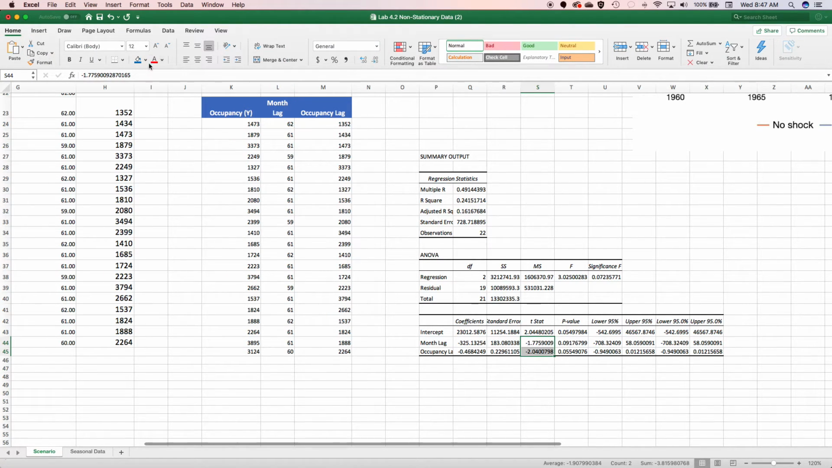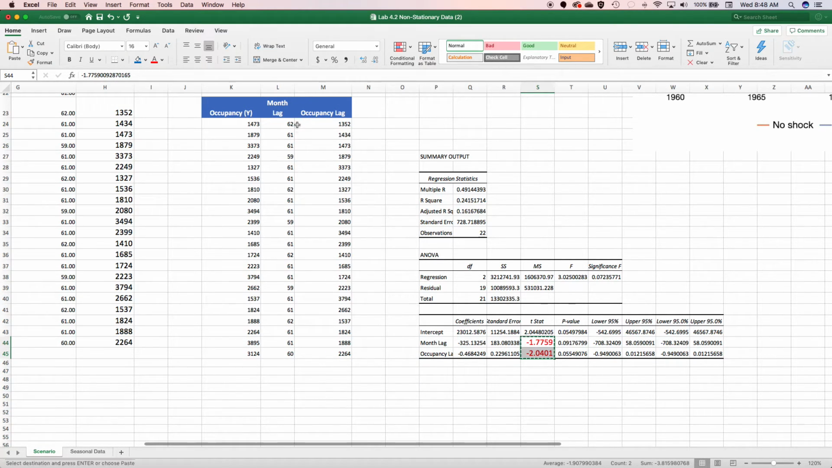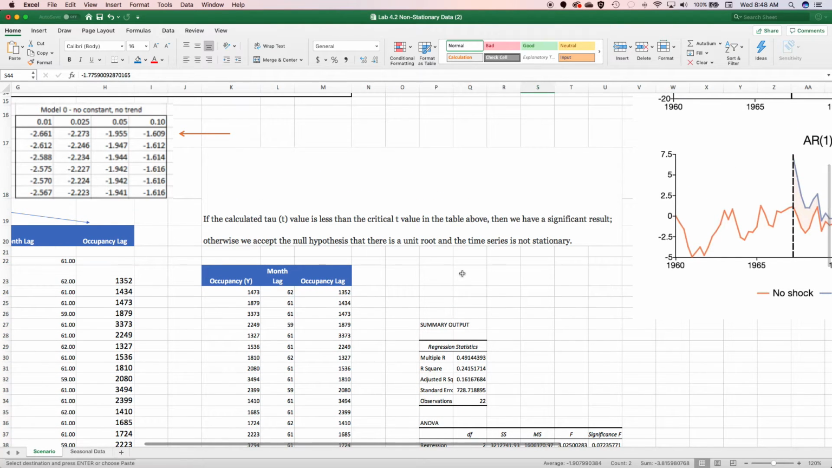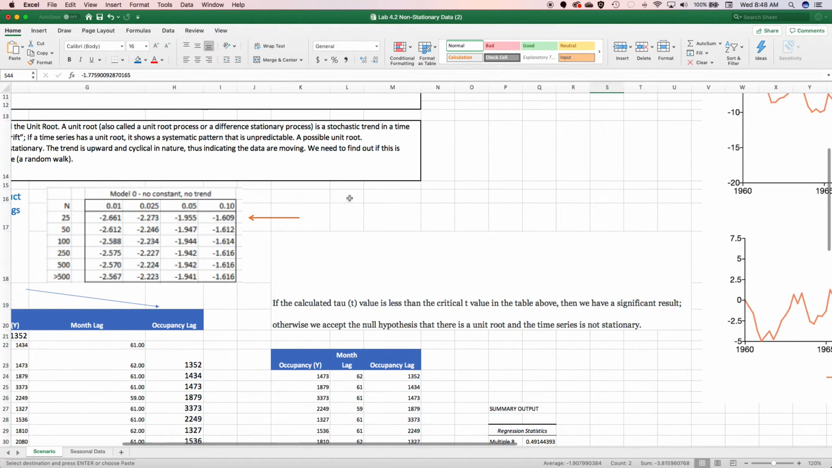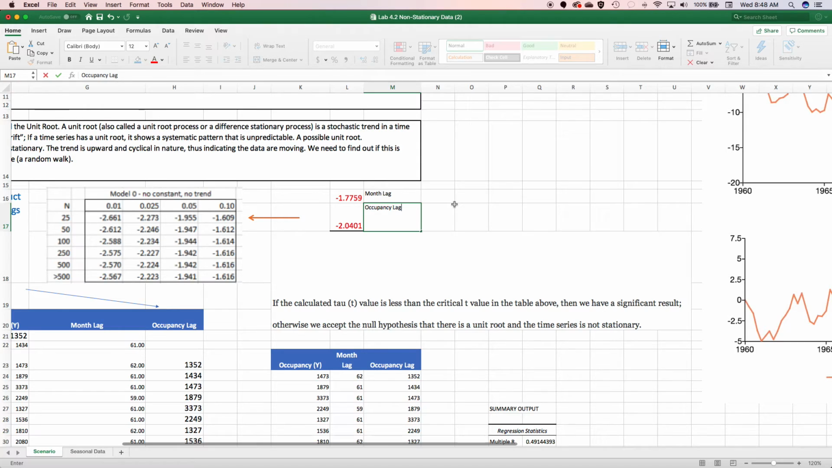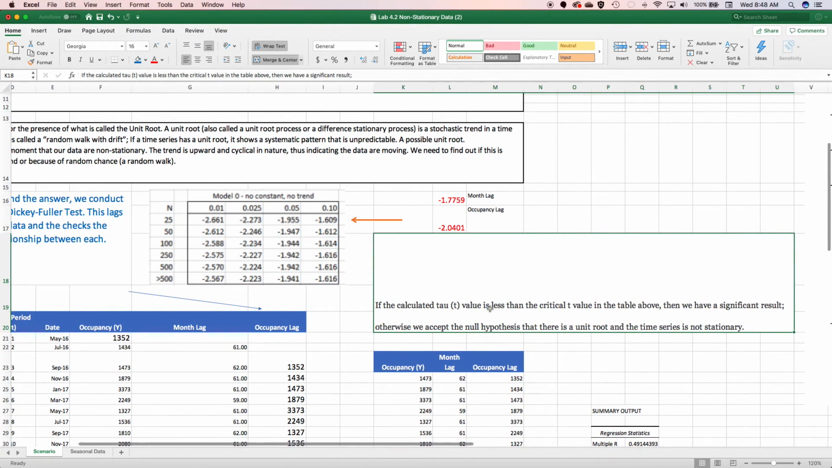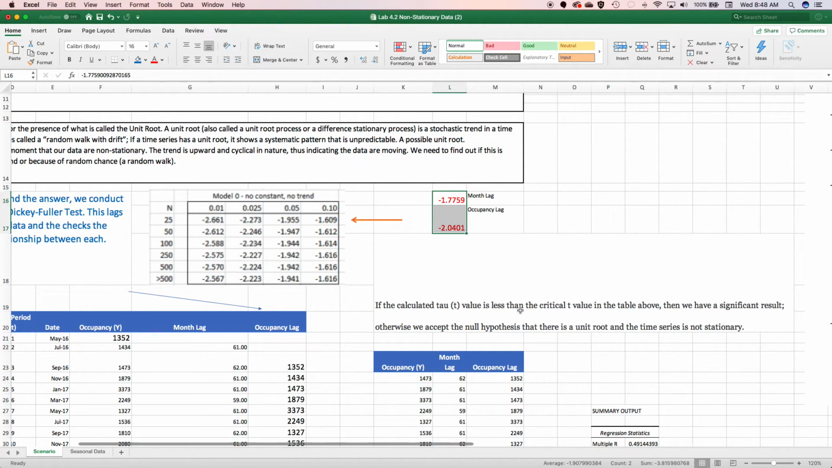Now, we're going to look at these t-stats, and we're going to compare them to the known t, right? So the table I've given you here allows you to compare those two t-stats. This is for the month lag. This is for the occupancy lag. And so now we're going to look at these two t-stats using this model. If the calculated t, what we have here, is less than the critical t, then we have a significant result.